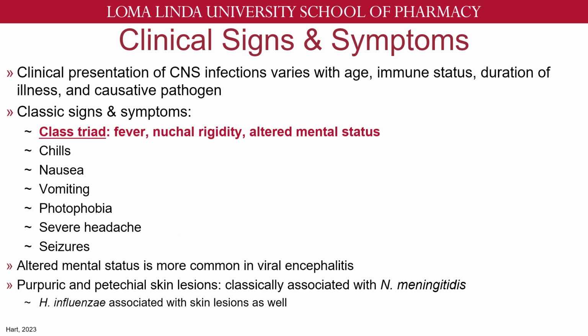Altered mental status we see is more common in viral encephalitis. And then we'll also see these unique purpuric or petechial skin lesions, which have classically been associated with Neisseria meningitidis. We'll talk a little bit about that organism later. H. influenzae has also been associated with skin lesions.